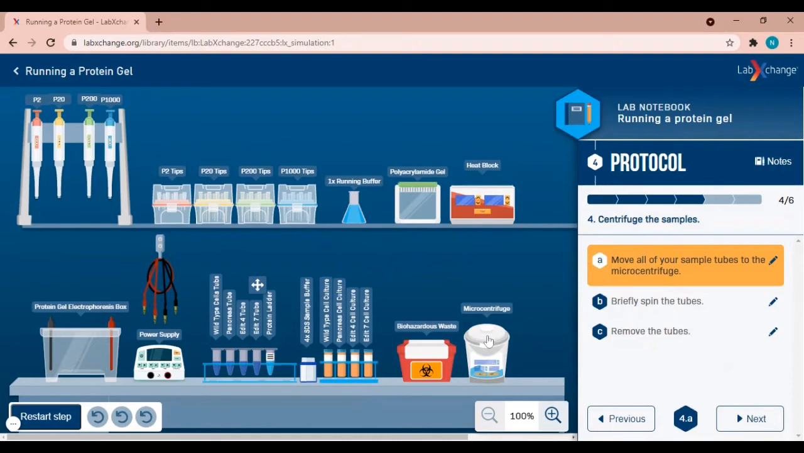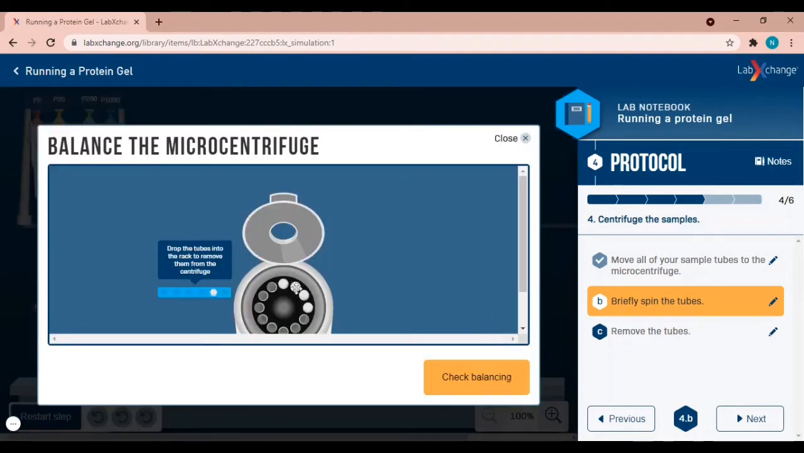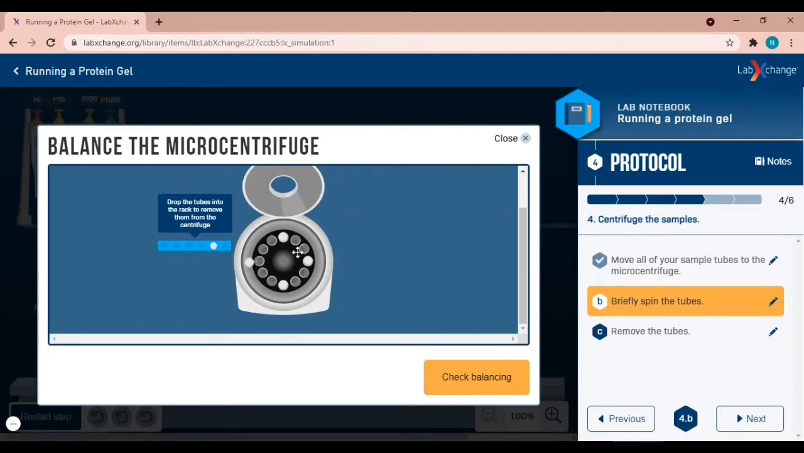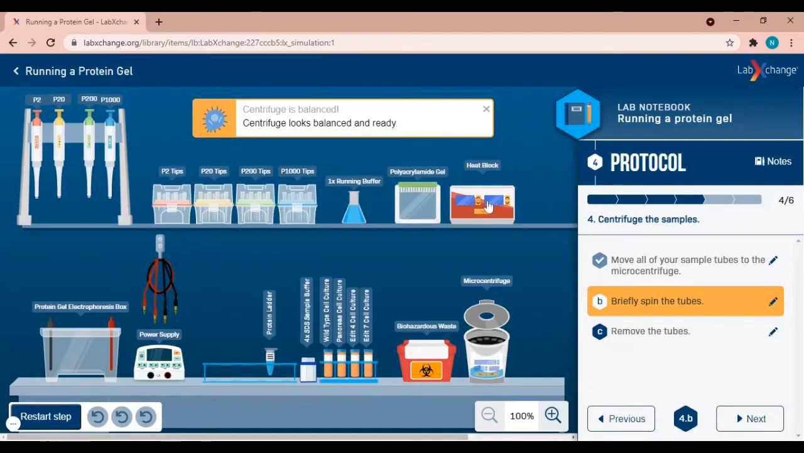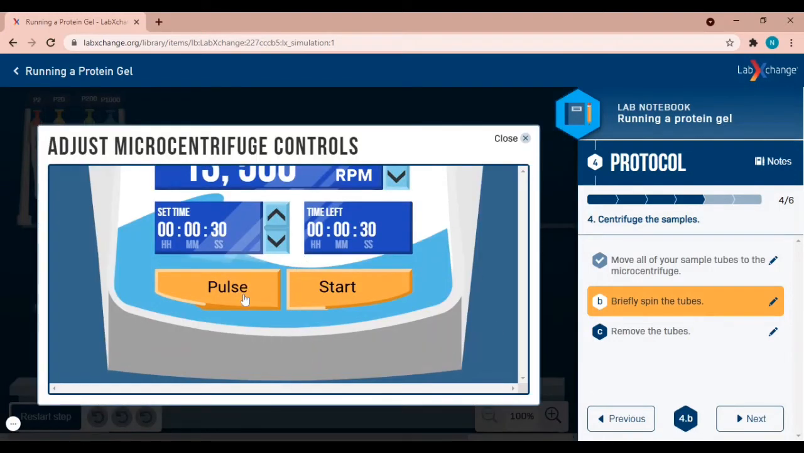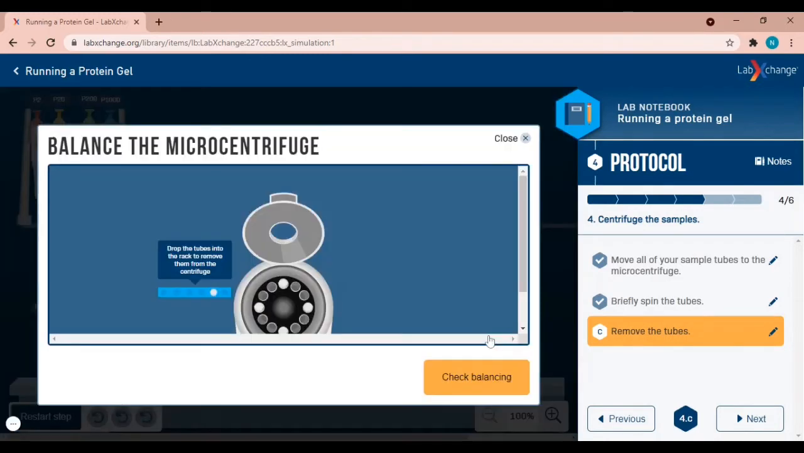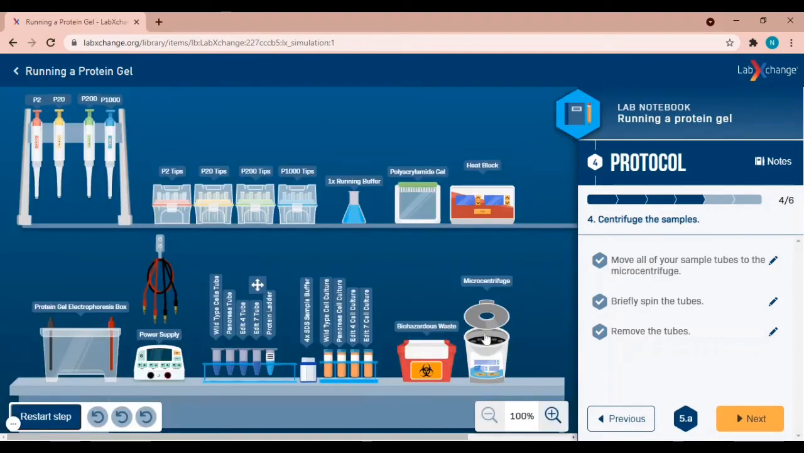Centrifuge the samples. First, move the sample tubes to the microcentrifuge. Next, check the balance. Make sure it is balanced. Then close the lid. Then press pulse to spin the tubes. After that, remove the tubes from the centrifuge. Drop the tubes into the rack. Alright, done for protocol number 4.